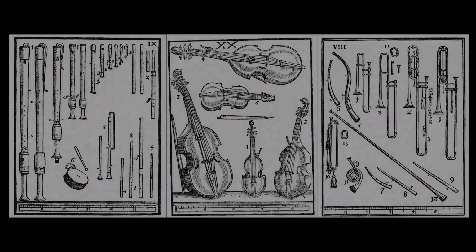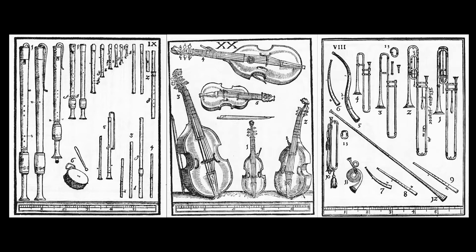When instruments were used, either by themselves or with voices, they were generally played in consorts. That is, a family of like instruments would play all the parts of a composition, the soprano, alto, tenor, and bass parts. This is really, really important. Michael Pretorius depicts families of recorders, gambas, and brass instruments in these plates from his Syntagma Musicum treatise of 1619.